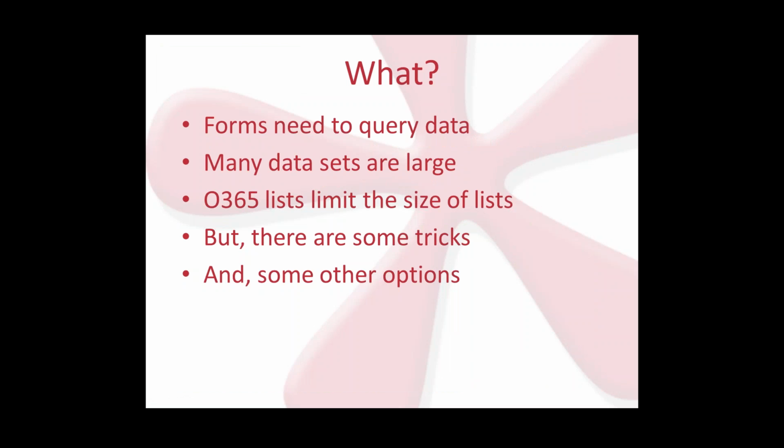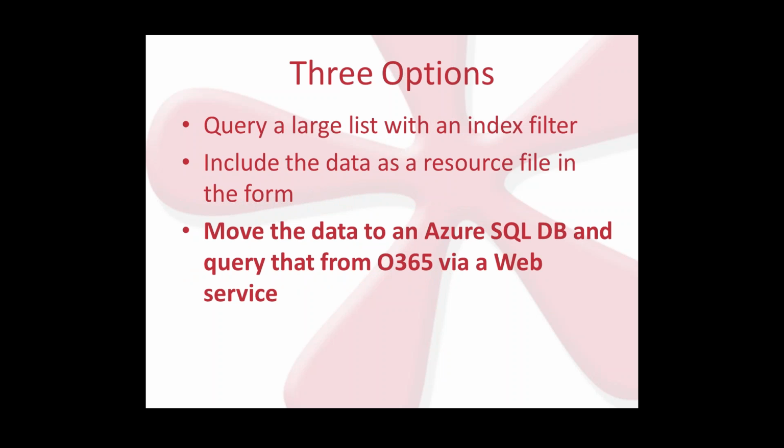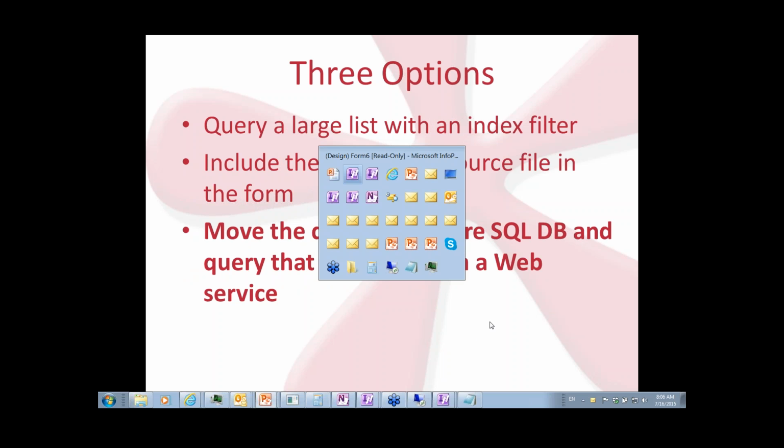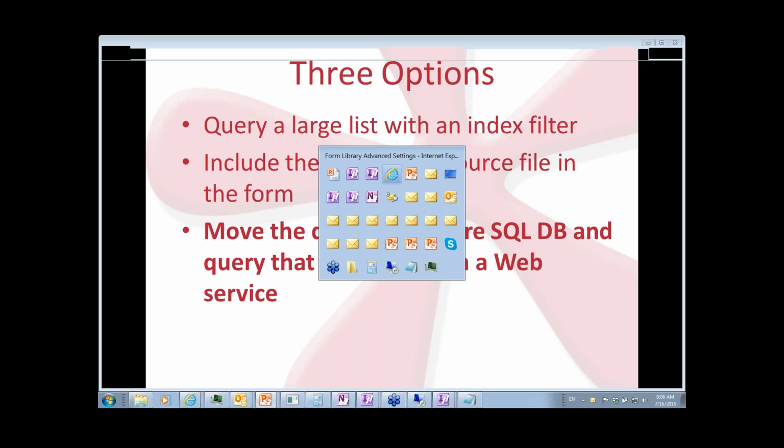First off, you've got forms. You need to query large data, and how do you do it, right? So there are list limit sizes in 365, and there's some tricks. First off, there's 3 ways to do it. Today we're going to be focusing on the third, but last week we had 2 samples that we sent you. One, querying a large list with an index filter. Let's take a quick look at that.